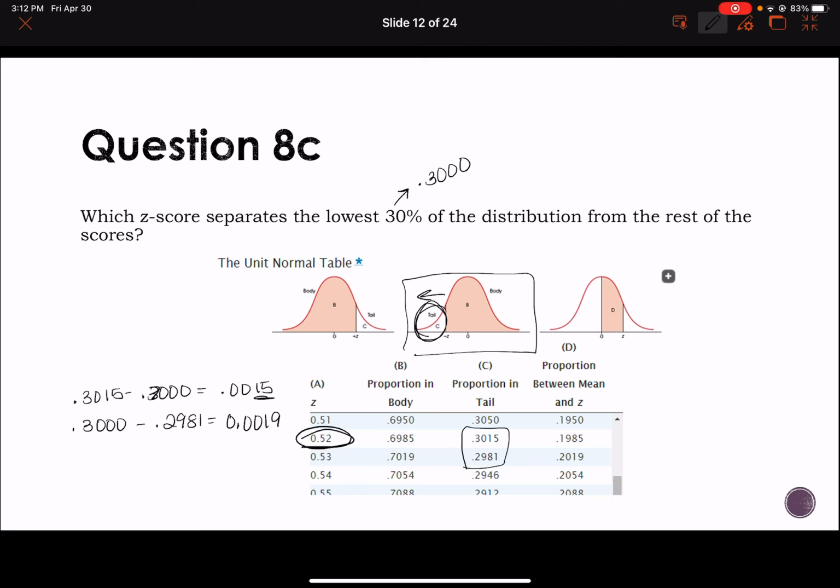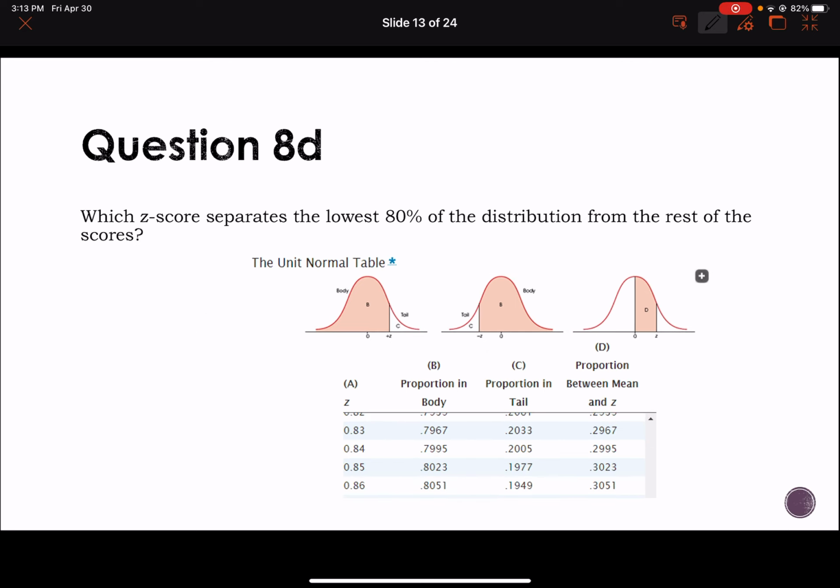And since we're looking for the lower 30%, this is going to be z equal to a negative 0.52. And that would be our answer for 8C. And then for our last one, we're doing the lowest 80%. But think about that again.